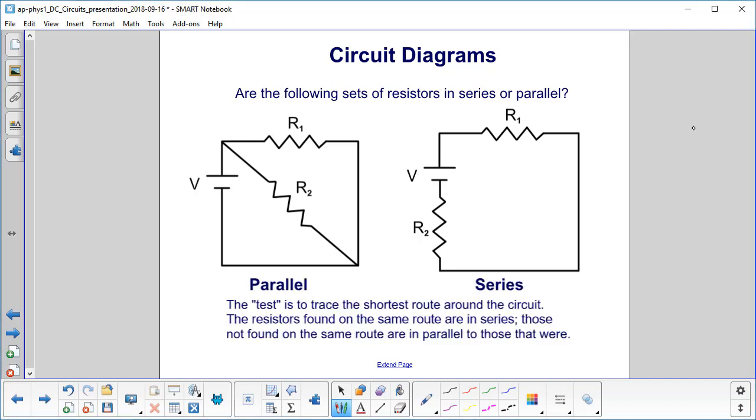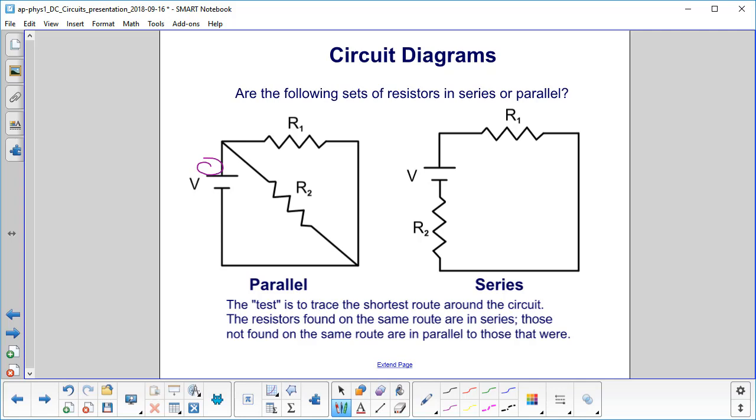The way to do this is to start at the positive terminal of the battery. You could go at the other side, but we'll just pick one, and go around the circuit. Take the shortest route there. You're not allowed to go backwards. You have to keep going forwards. And if you find resistors on the same route, if the charges don't have a choice, well, then you're in series. If there is a choice, if there is a fork in the road, you're in parallel.